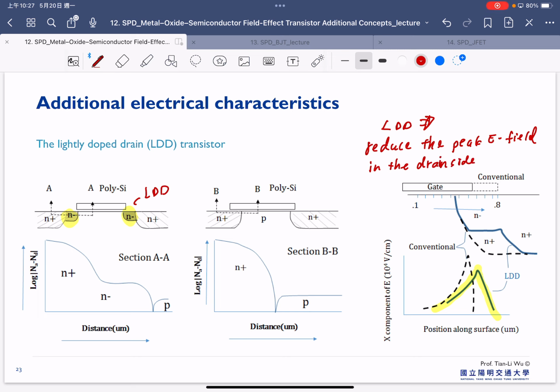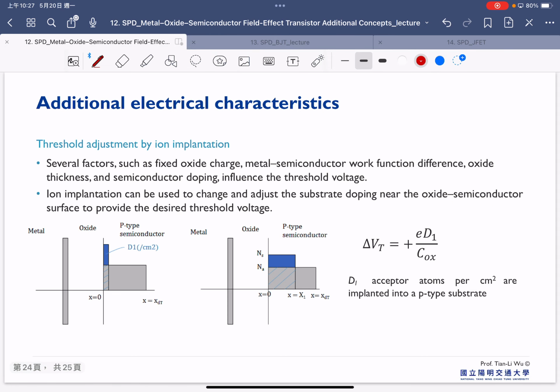And once we reduce the peak electric field in the drain side, that can give us an advantage to avoid the avalanche breakdown, to avoid the many issues here. And also, we will be interested to consider how we can further tune our threshold voltage. And one possibility is by using ion implantation.